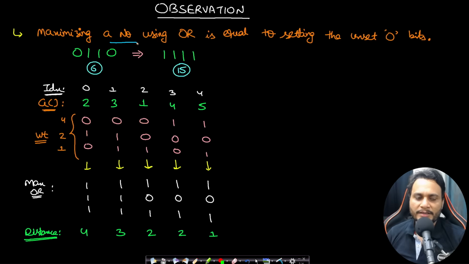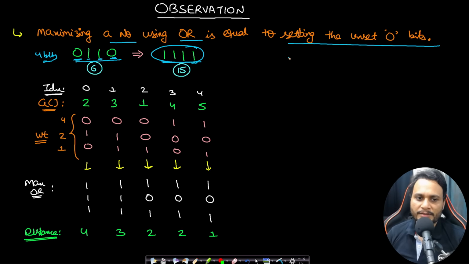When you want to maximize any number, it is equivalent to setting all the bits. Whichever bits are already set, don't touch them, and whichever bits are unset, you make them 1. Then you will get the maximum value using a certain number of bits. If I consider 4 bits, then I can get the maximum value in 4 bits when all the bits are set. I cannot increase the value after this. So we need to just consider the unset bits and make them set. So maximizing a number using OR is equal to setting the unset 0 bits, right?